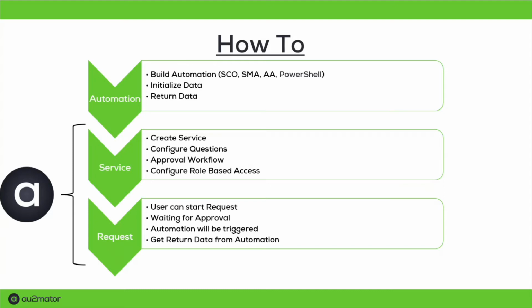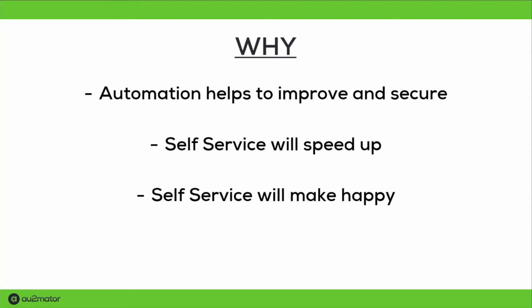Then the user can start a request. If configured, he needs to wait for an approval. Otherwise, the automation will be triggered immediately, and then he gets a response back, a return data from the automation itself. And why should you do this?